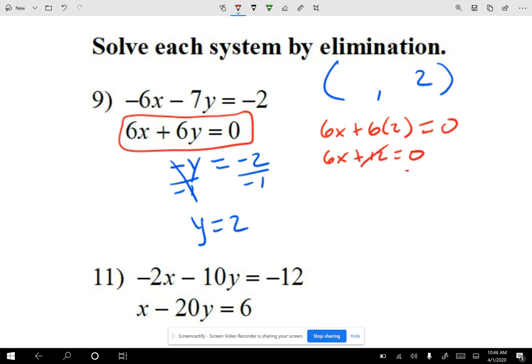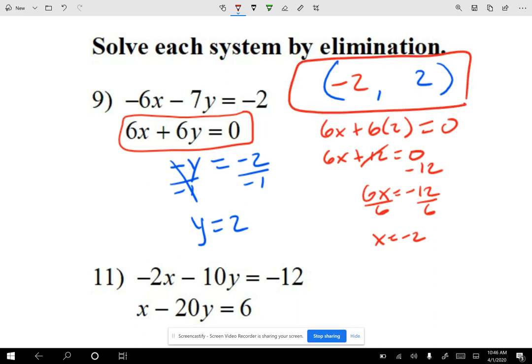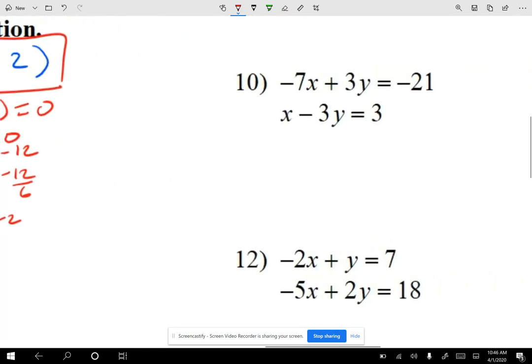My plus 12, let me move it over as a minus 12. So I have that 6x equals negative 12. Divide by 6, x equals negative 2. So now I know my x value, and that's my answer. Remember to write them in alphabetical order, the x first and then the y. Let's take a look at question number 10.